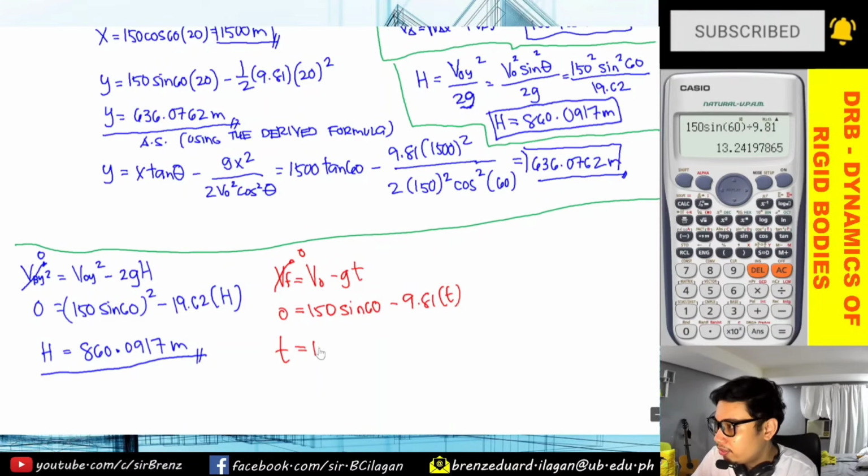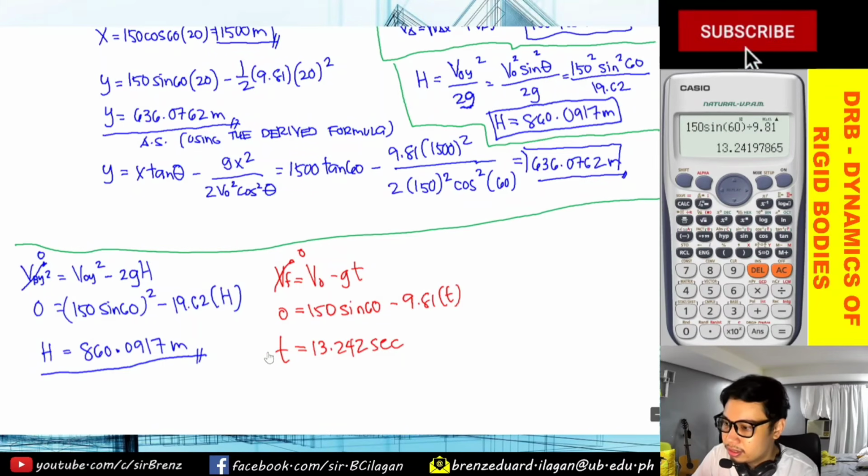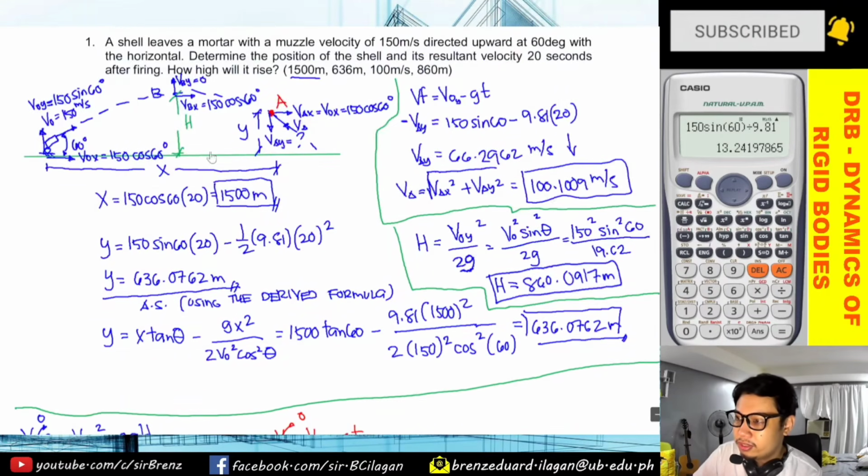So, 150 sine 60, and then divided by 9.81. So, 13.242 seconds. Ayan. So, what can we conclude if 13.242 seconds lang yan? Tama yung assume natin na nandito siya banda.